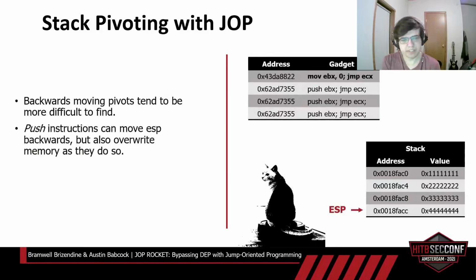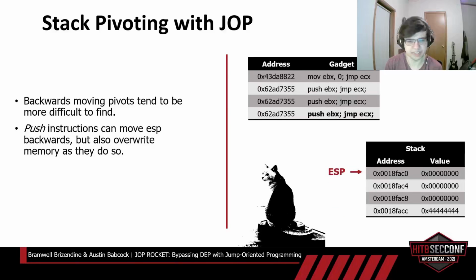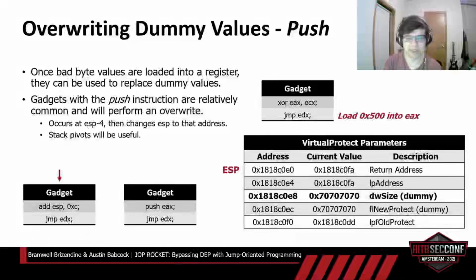However, moving backwards is a little bit more difficult. The gadgets that are suitable are harder to find, and it is true that the push instruction does subtract 4 from ESP. However, we're also overwriting values on the way as well, which might not always be so useful for us and might actually cause problems. Although the push instruction can be used to our advantage as well.